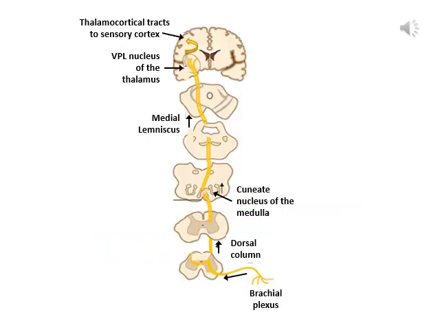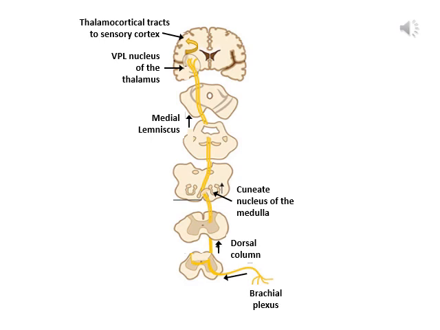This is an enlarged diagram of the path of the SEP from the brachial plexus at the bottom, where the SEP signal enters the spine at the dorsal nerve root and travels up the dorsal column. At the cuneate nucleus of the medulla, it crosses over and continues up the medial lemniscus to the thalamus. At the ventro-posterior lateral nucleus of the thalamus, or VPL nucleus of the thalamus, it enters the brain via the thalamocortical tracts. The pathway ends at the sensory cortex.